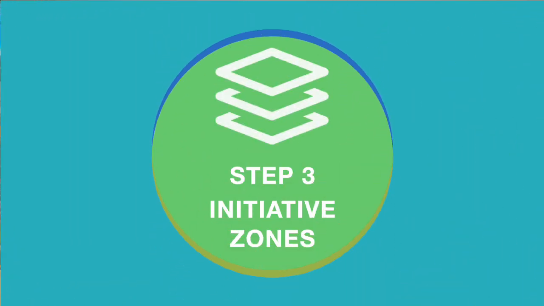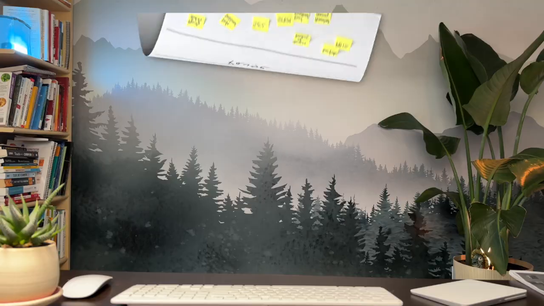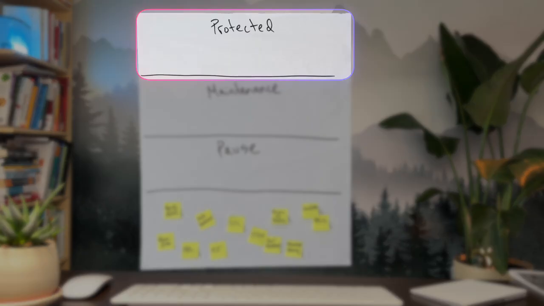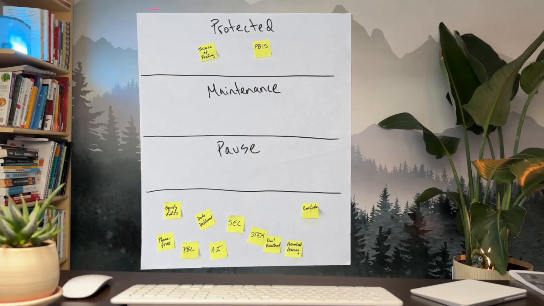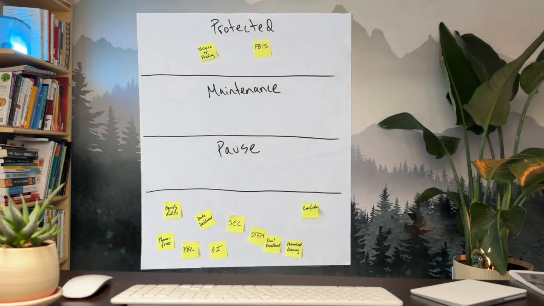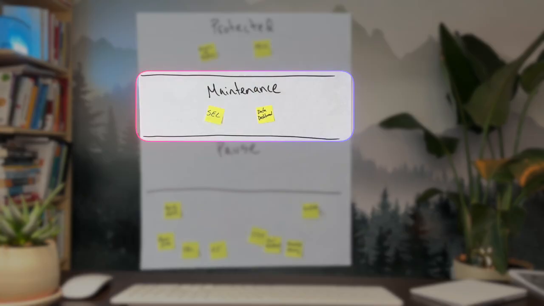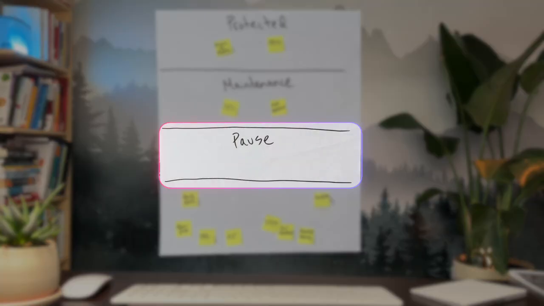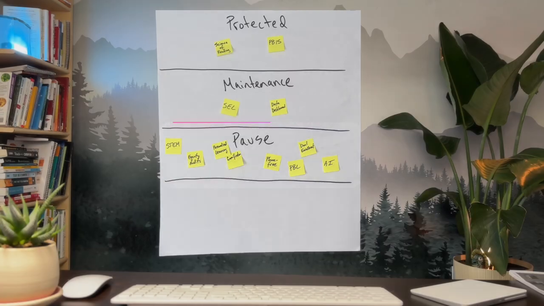Step 3. Declare initiative zones. Your admin team creates 3 categories. The protected zone. Your top 2 or maybe 3 high-impact initiatives, they get full implementation support, protected PD time, and measured progress. The maintenance zone, these are initiatives that are already embedded that require minimal effort. They stay, but they don't consume new resources. And the pause zone, everything else gets explicitly paused, not canceled, just paused. You'll revisit them next year, but not right now.